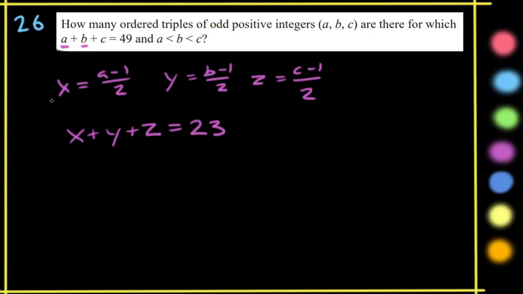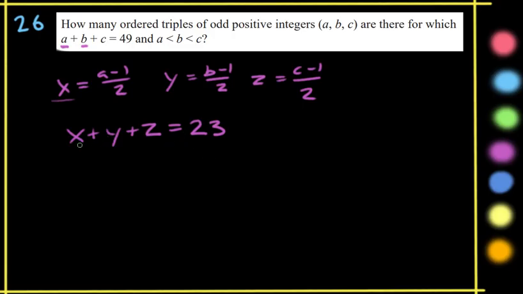And what do x, y, and z have to be? They have to be basically non-negative integers. So the first odd is 1, right? So if a is 1, this will give you x is 0. So x can be anything from 0 on up. Well, how high can it be, right?